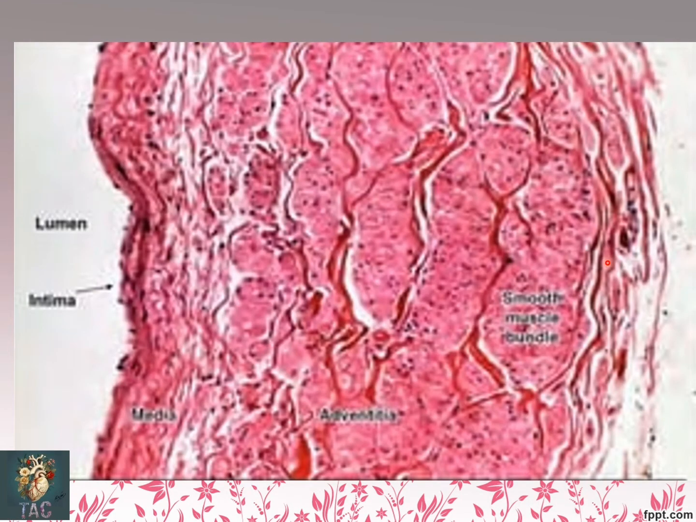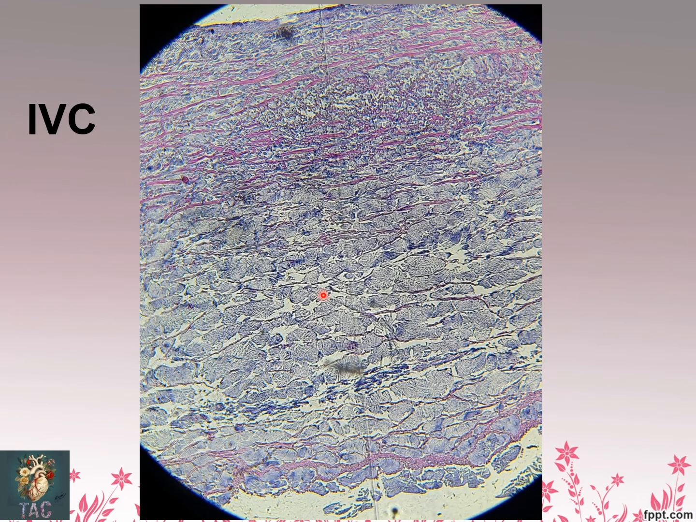Now have a look at the slide. So this is the slide. Here you can see the lumen inside. This is the lumen, the tunica intima, subendothelial connective tissue, then media, and then these are the three zones: the inner zone, the middle zone, and the outer zone. So this is the section of the larger size vein. It may be the superior vena cava, it may be the inferior vena cava, it may be the portal vein as well. So this is the slide from your histology lab, a beautiful slide.